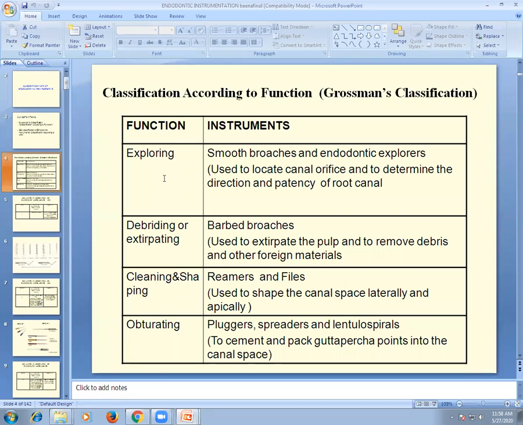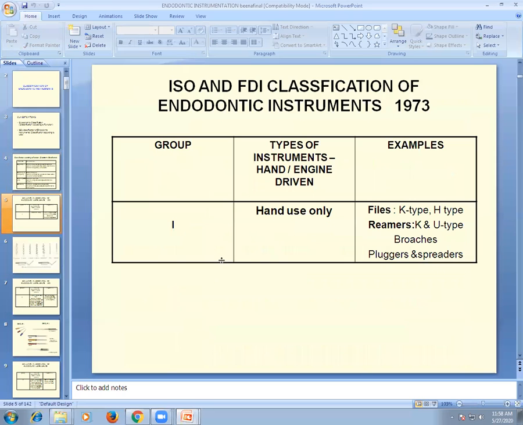Okay. So I am repeating once again. Grossman has classified the endodontic instruments into 4 types: exploring, debriding, cleaning and shaping, and obturating. Then coming to the second classification of the endodontic instruments given by ISO. In this, there are again 4 groups. Okay, first was the classification by the use or the function of the instrument. Second is according to the manufacturing or the physical shape of the instrument.